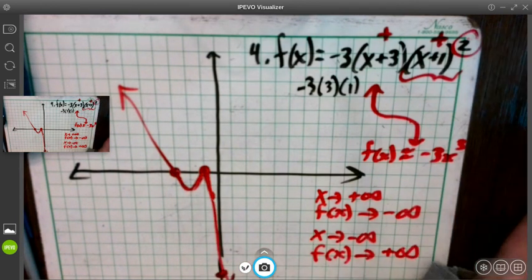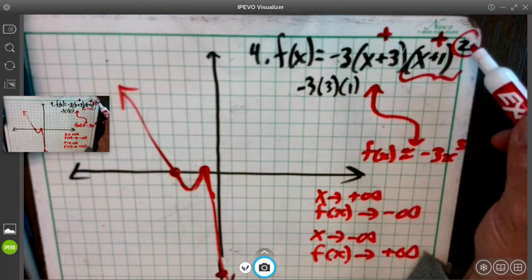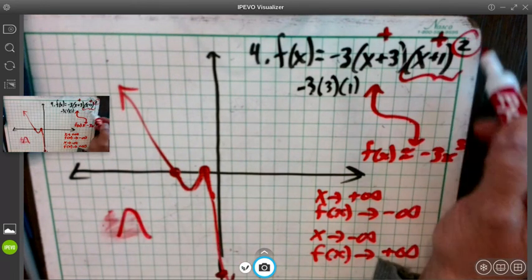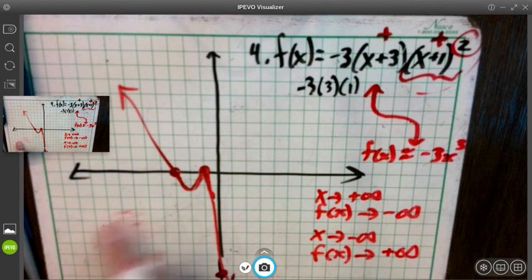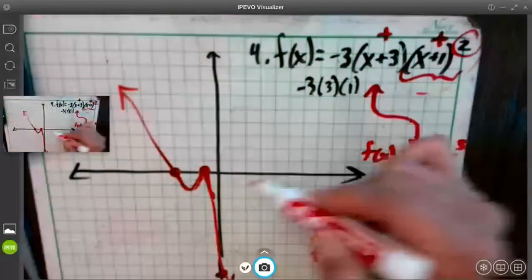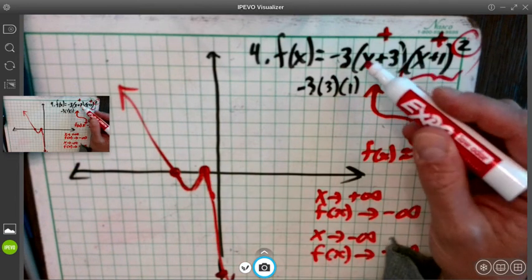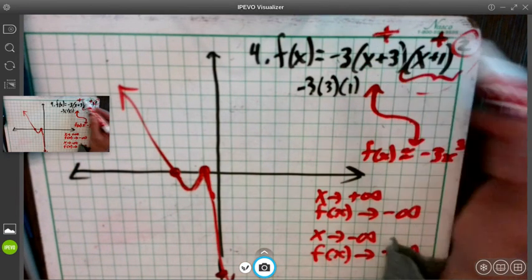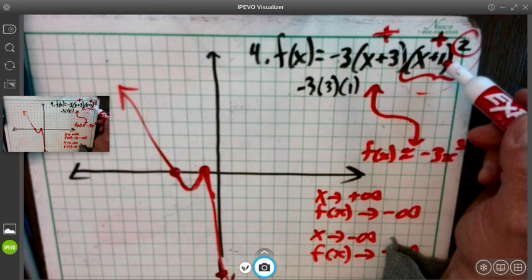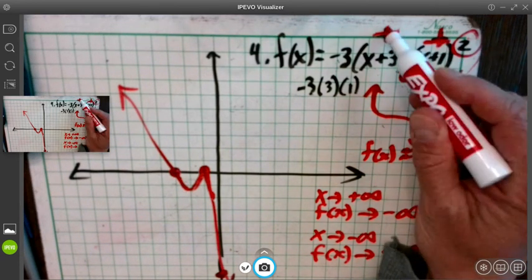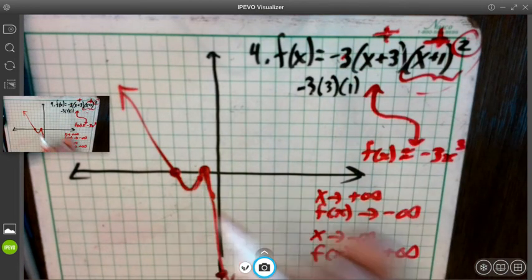Why the bounce for the square? Well, a quadratic looks like this. A quadratic upside down or reflected across the x-axis looks like that. We have this scenario right here around -1. That value is being squared. So if I'm slightly before -1, let's say -1.5, I've got -1.5 plus 3, which is a positive. I've got -1.5 plus 1, which is negative, but squared makes it a positive. So a positive times -3 is a negative value.